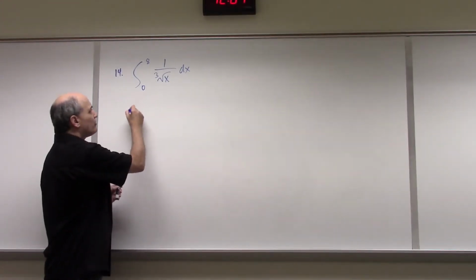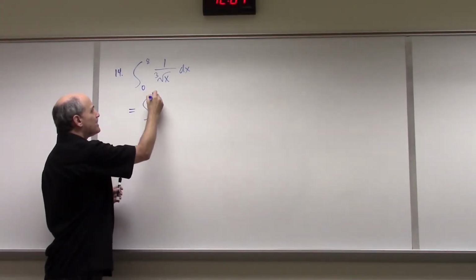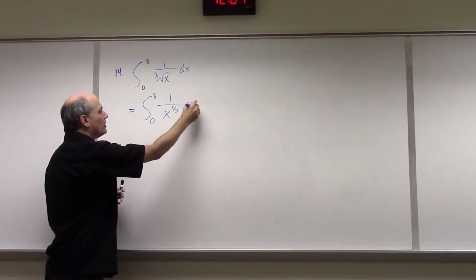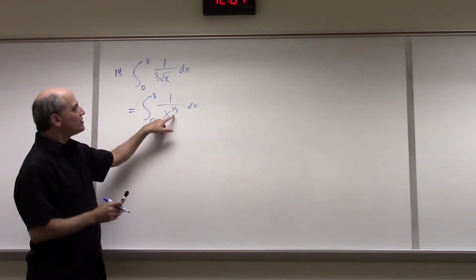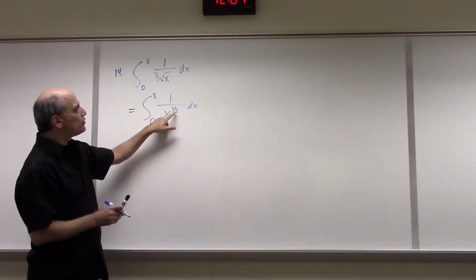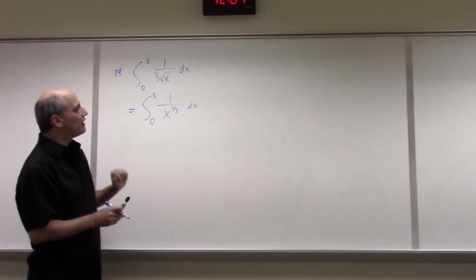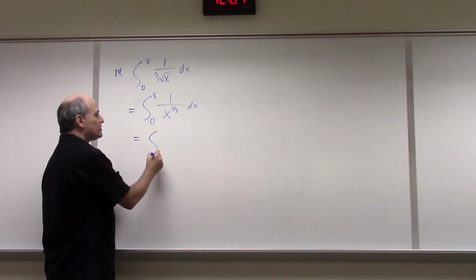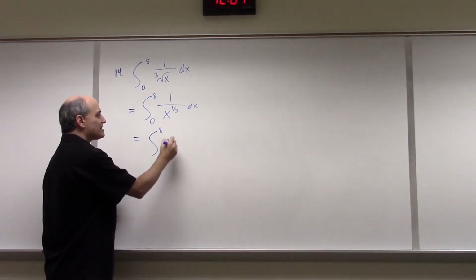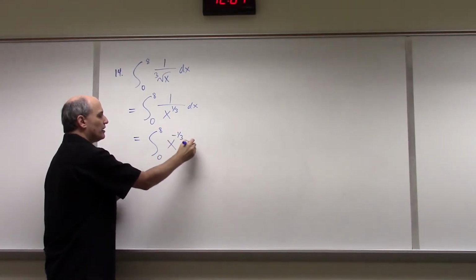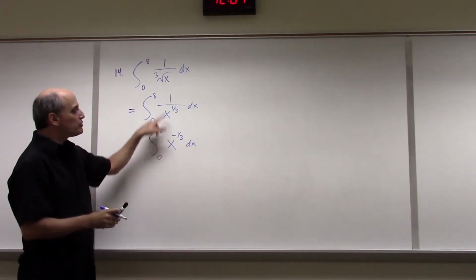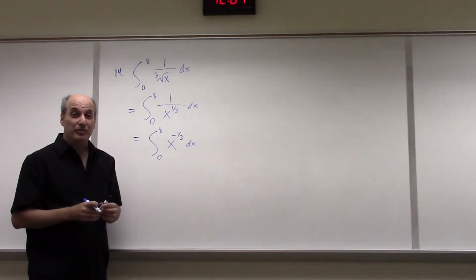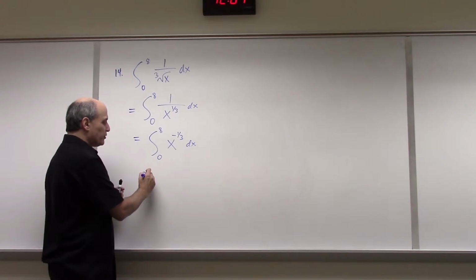Again, first, I'll think of this as 1 over x to the 1/3 power. Again, x to the 1/3 is the cube root of x to the first power. And next, since I'm going to have to integrate, I'll write this so I can use the power rule. This is x to the negative 1/3. Again, the negative exponent just moves this to the bottom. And this is just x to the negative 1/3, so I can just use the power rule directly.